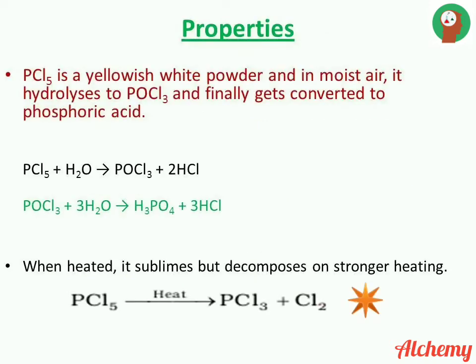Next we will discuss the properties of phosphorus pentachloride. PCl5 is a yellowish white powder and in moisture it hydrolyzes to form phosphoryl chloride and finally gets converted to phosphoric acid. The reactions are given below. When heated, it sublimes but decomposes on stronger heating. PCl5 decomposes to form PCl3 and chlorine.